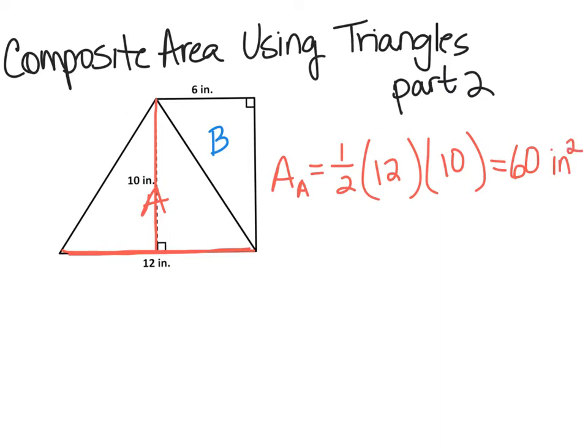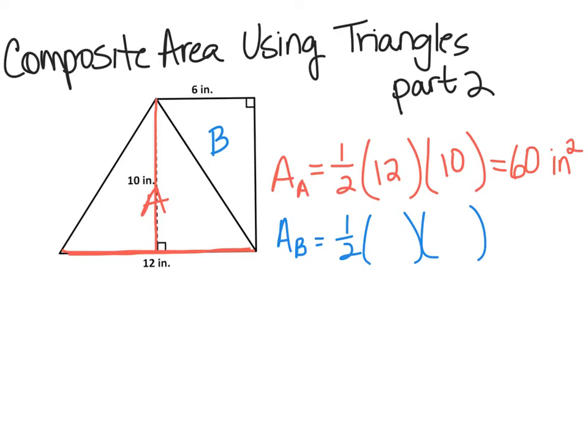Okay, we only square our units. We do not square the number. You would not write 60 squared, okay? Okay, so that's our triangle A. So now let's find the area of triangle B. We know that's 1/2 base times height.